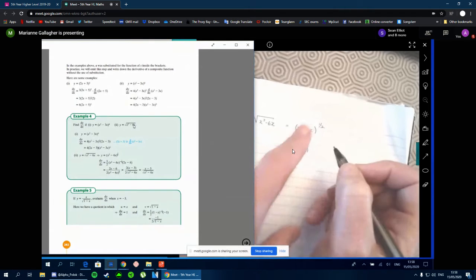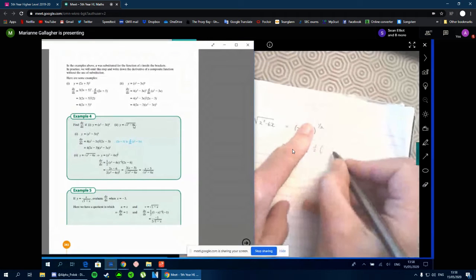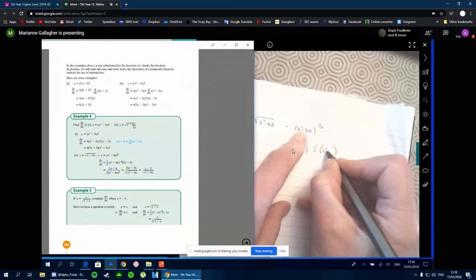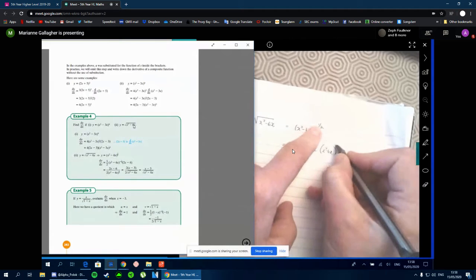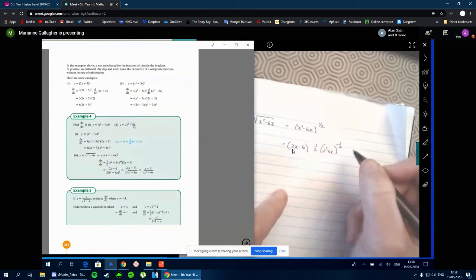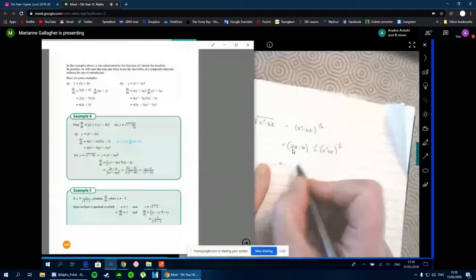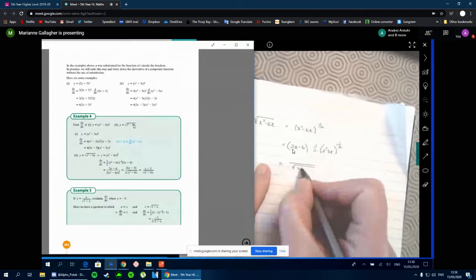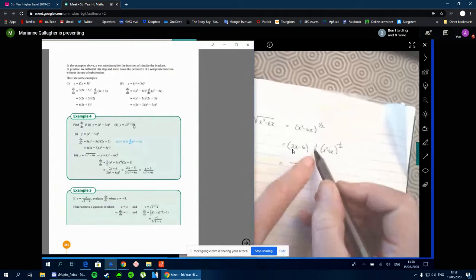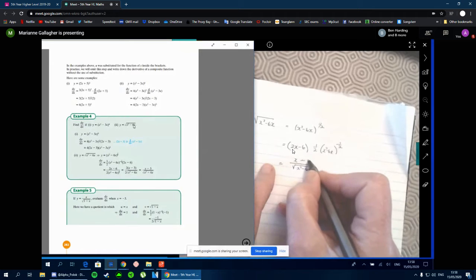And then I ignore that and focus on the power. So I bring down the half, I've got my brackets, which aren't going to change, and then I take away 1 from the new power. Then I'm going to simplify all of that. I know the minus a half means it's going to be the square root of x squared minus 6x. And then I can multiply a half by 2x, which is just x, and a half by 6 is minus 3.